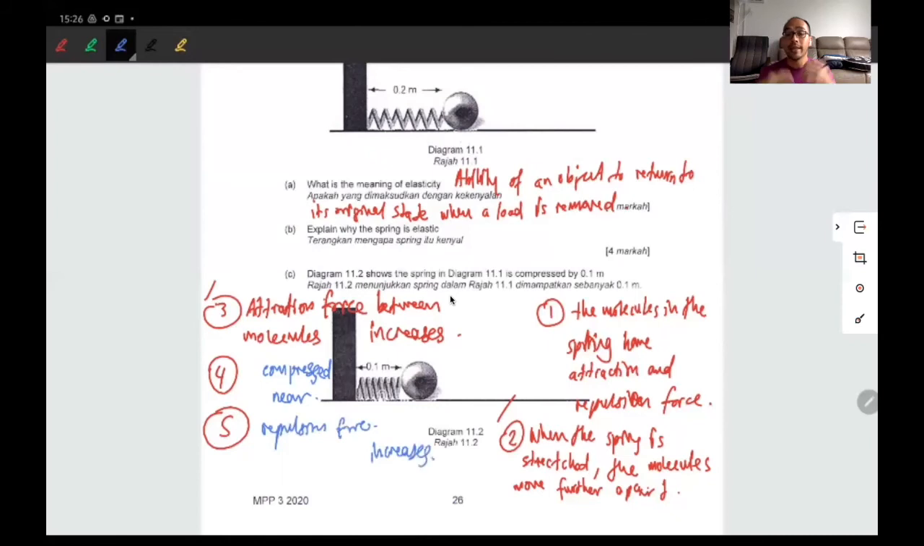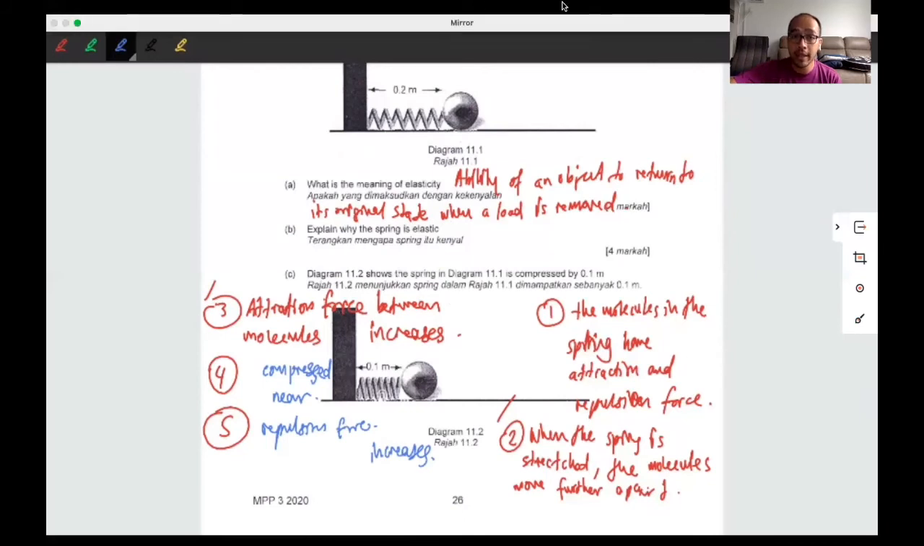That's why it is elastic. Itulah sebabnya the spring boleh kembali kepada keadaan asal. When you remove the load, dia masih lagi menolak atau dia masih lagi menarik. Okay, and that's why it can go back to the original state.